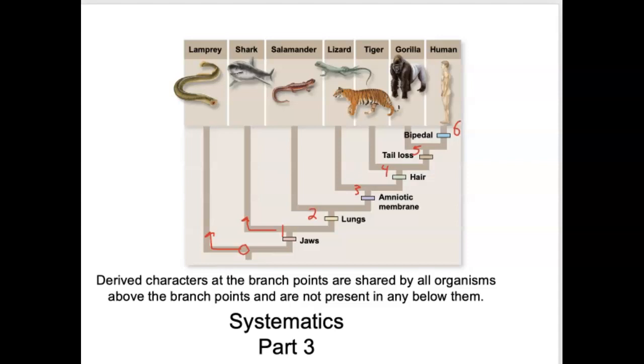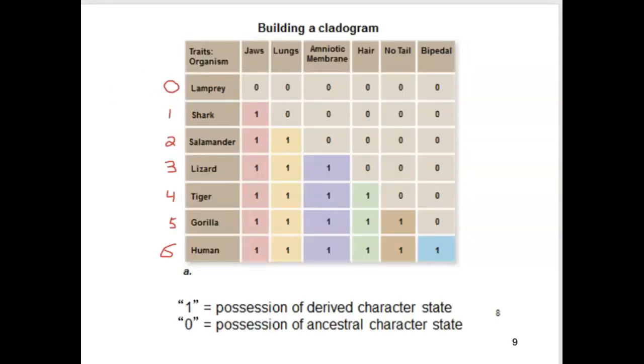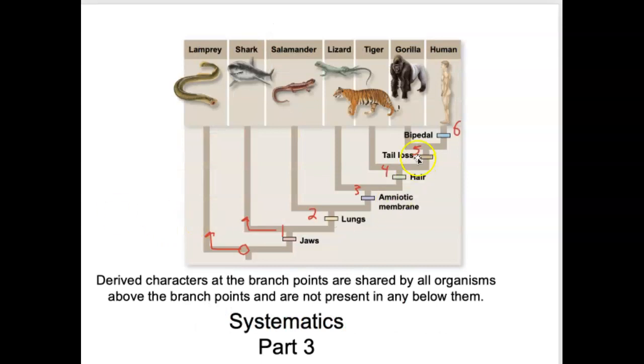So back to just quickly our example here. When jaws evolved, everybody above this point had jaws. These guys didn't. That was a new feature for everything in these groups here. Lungs evolve. Everybody above lungs, above that branch point, possess those traits. So this is where, when we construct that cladogram and we get those numbers, who's got a 1, 2, 4, 6, etc., that's how we figure out where we put them.